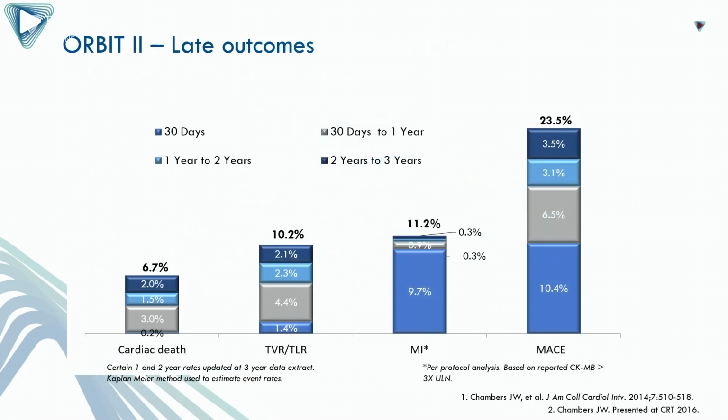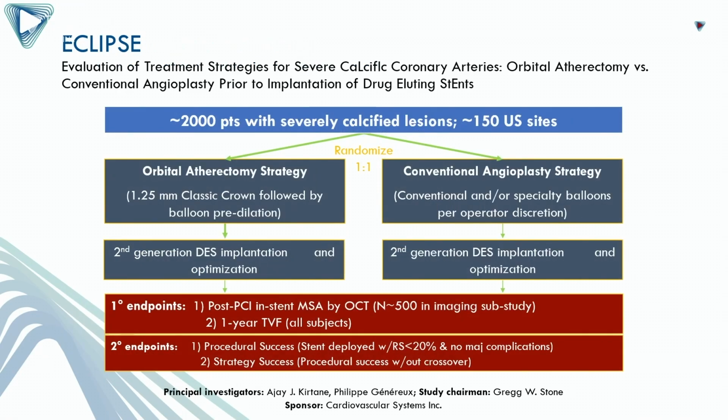Now, the randomized trial data in this device is lacking at present, but it was approved on the basis of the Orbit True trial, which was basically a trial that showed good efficacy and late outcomes that were quite acceptable, although you can see the overall rate of MACE was 23% with severely calcified disease because of the fact that these are higher risk lesions for restenosis. The MI events were very, very small.